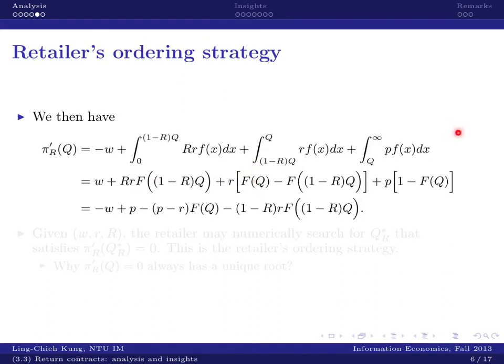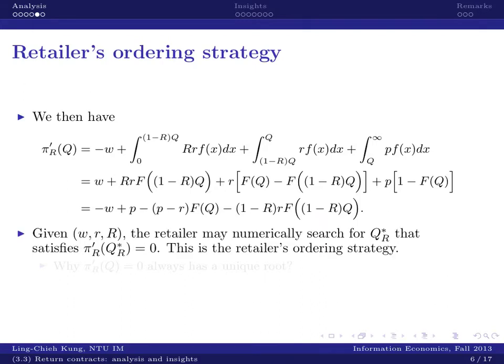After you do all these derivations, you will get something here. There are two constants, negative W plus P, and there is something related to the capital F of Q. These are all something you may have in a usual newsvendor problem. But now you have something more. Because you have this return policy, here you have a term regarding capital F as a function of 1 minus R times Q. This depends on the amount of quantity you may return to the manufacturer.